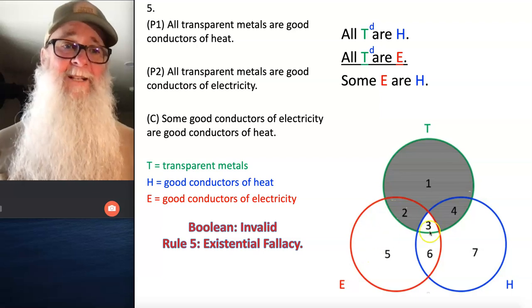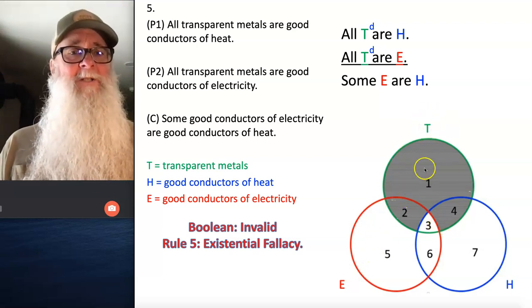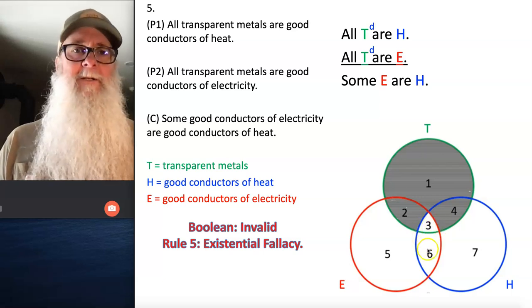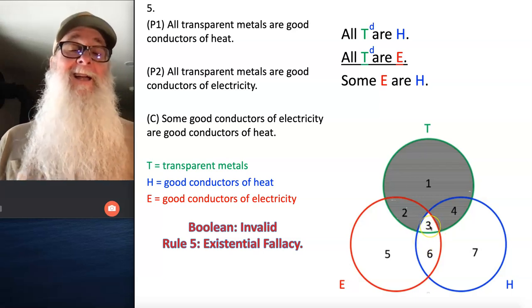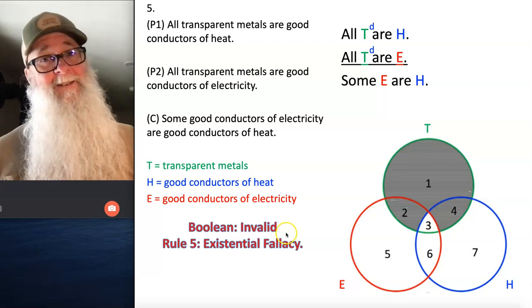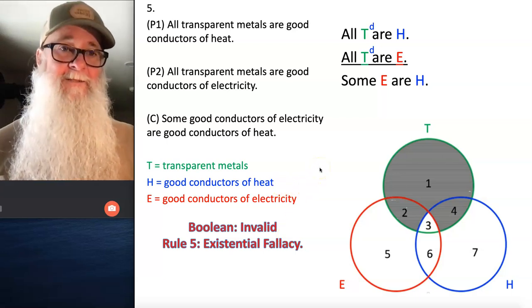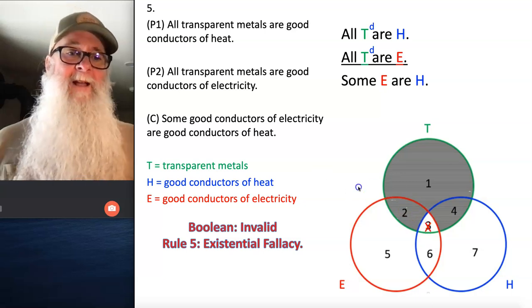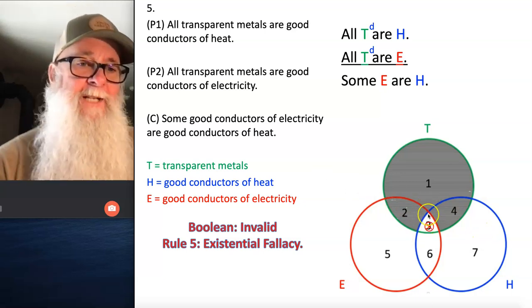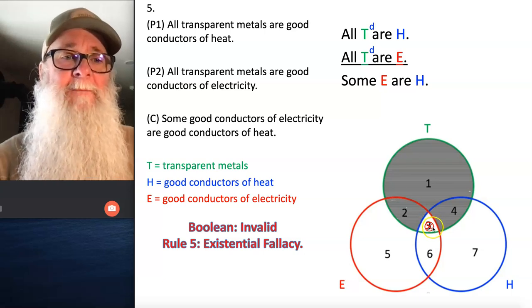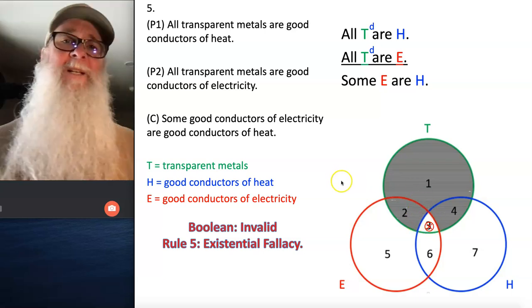And we can see that reflected in the Venn diagram. When we mark all T are H and all T are E, we do not see the conclusion statement, some E are H. However, because this has not violated any of the first four rules, this argument is conditionally valid from the Aristotelian standpoint. And we get to mark a circled X in area 3 because it's the only area where any T's can be after we've shaded the premises. So if they're all there, there's at least one there.